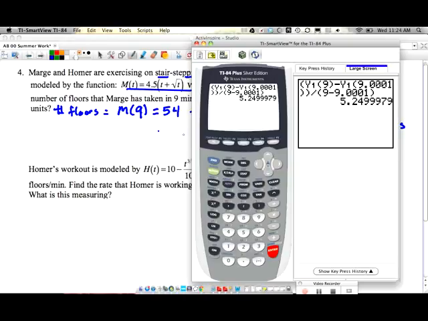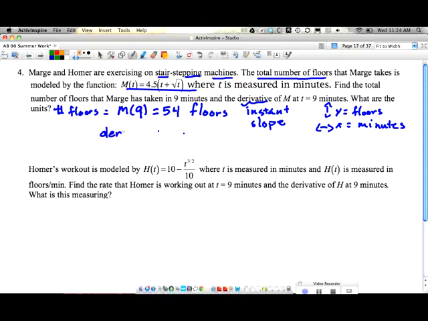So the slope, the derivative, is 5.2499. I think there's two nines. Floors per minute. That's your units, because it's the change in y over the change in x, the vertical change, the rise over the run. And this is our rise units over our run units.